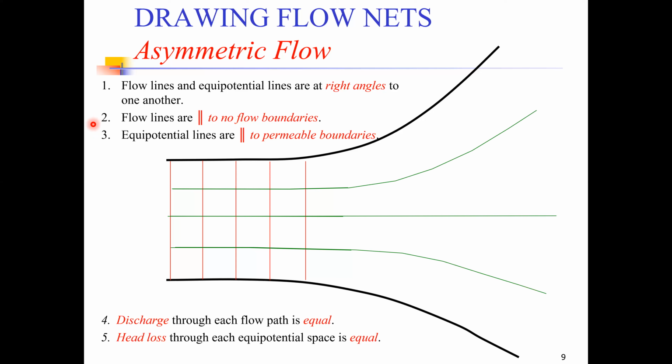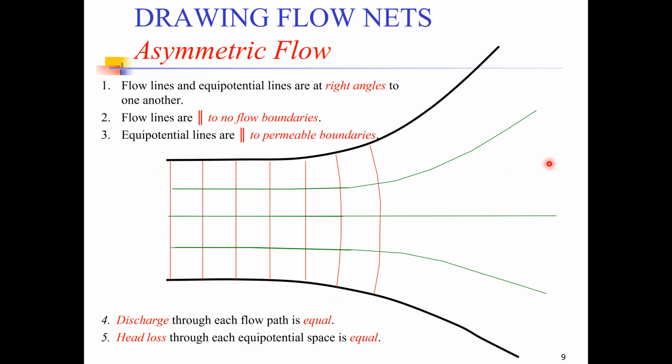Now, while drawing the equipotential lines, one principle is that they're always going to be parallel to the permeable boundaries. And another thing that you should remember is that flow lines and equipotential lines are always at right angle to one another. So we can see that there is a 90 degrees angle between the equipotential lines and the flow lines. How can we draw an equipotential line in this zone while maintaining a 90-degree angle with the flow line?